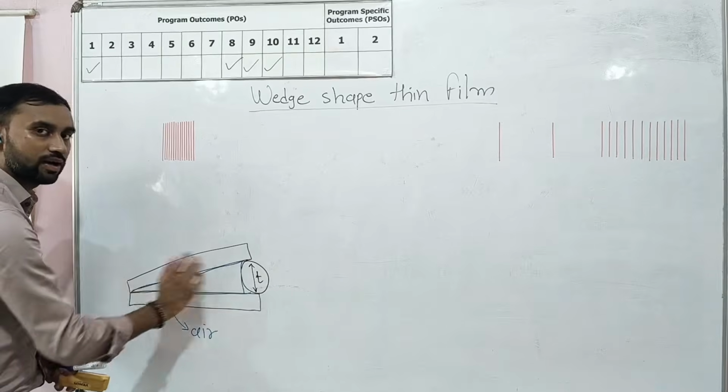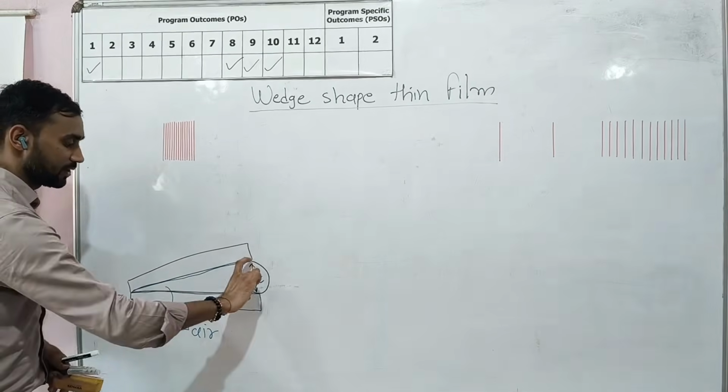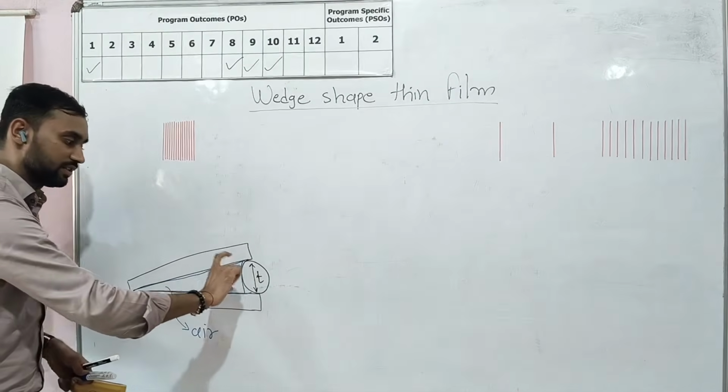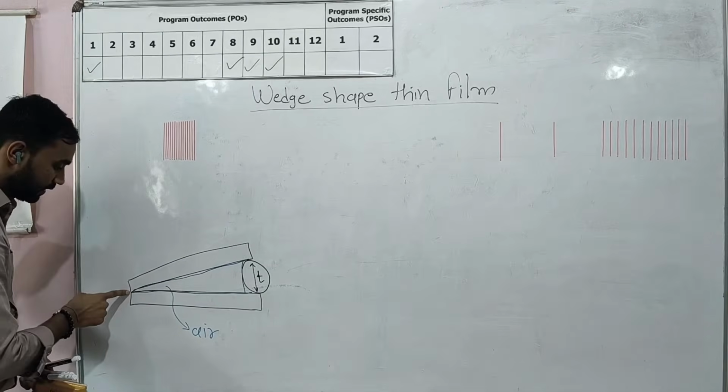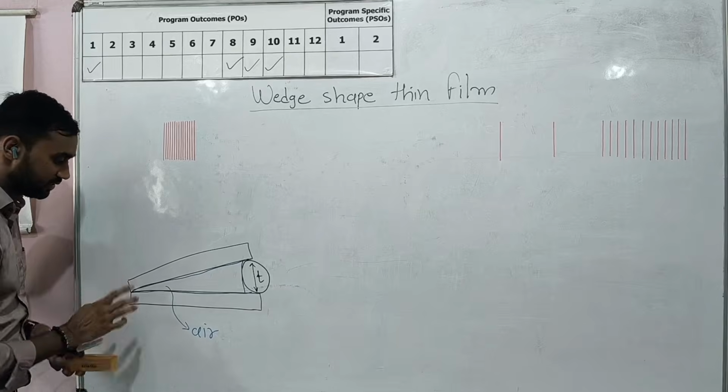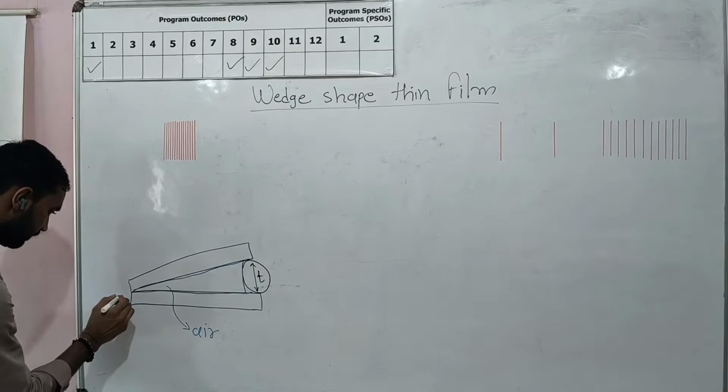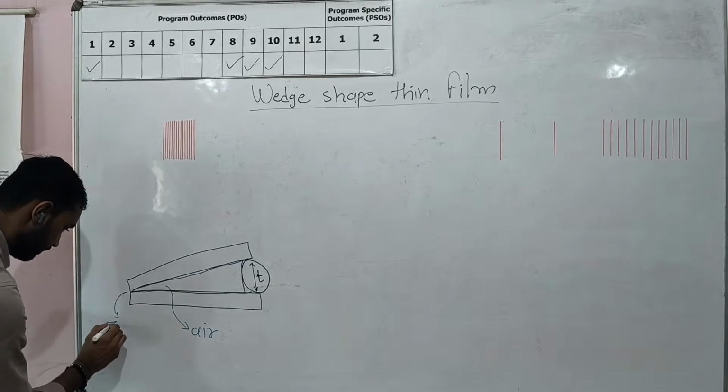Wedge shape means its thickness is constantly increasing. As you are moving toward the right, its thickness is increasing. Its maximum thickness is equal to the thickness of the spacer. What is the minimum thickness? At this point, the thickness is 0. So here, 0 thickness.